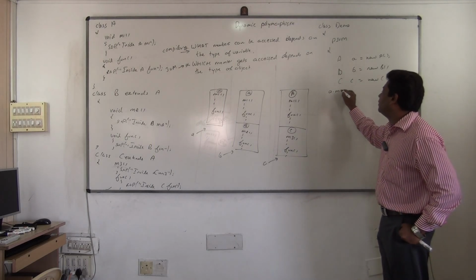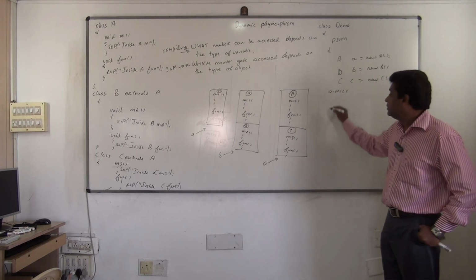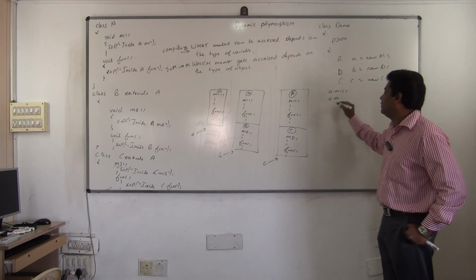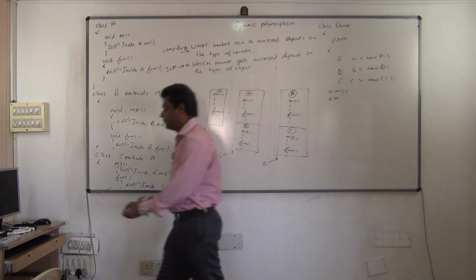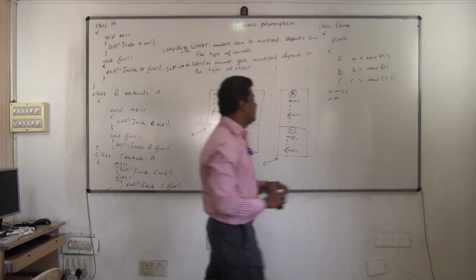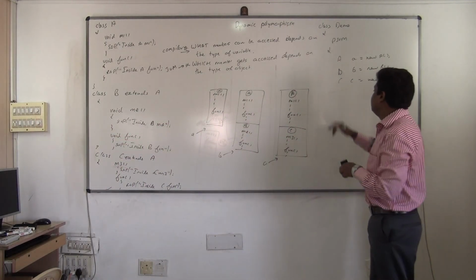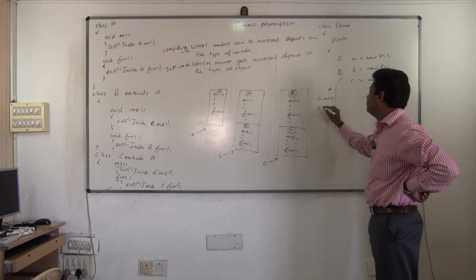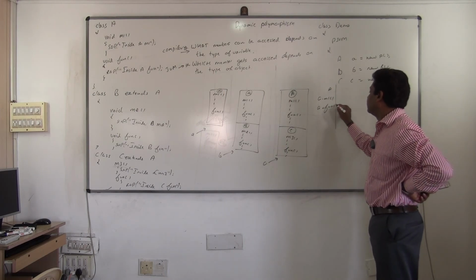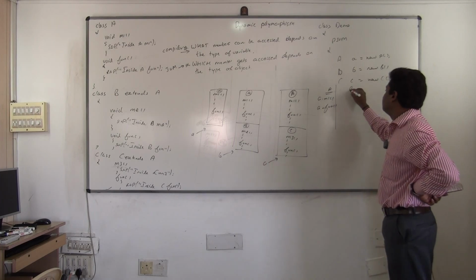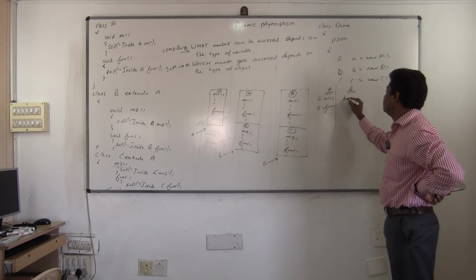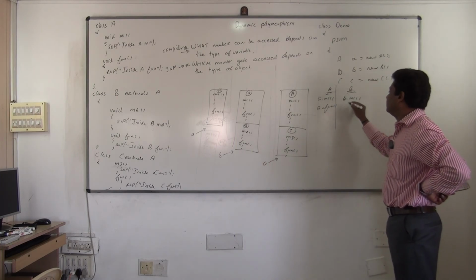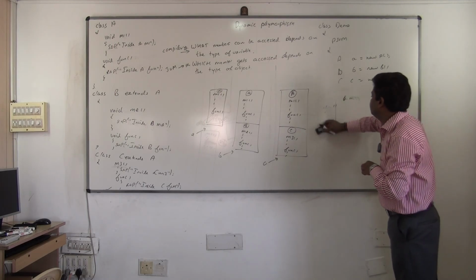See, A dot M1, can I access? Yes. A dot fun. Only two members I can access. Yes or no? A dot M1 and A dot fun. See, from A you can work with all these members. A dot M1, valid. A dot fun, you can access. This is from A. Now let's see from B. B, I can access what? B dot M1.